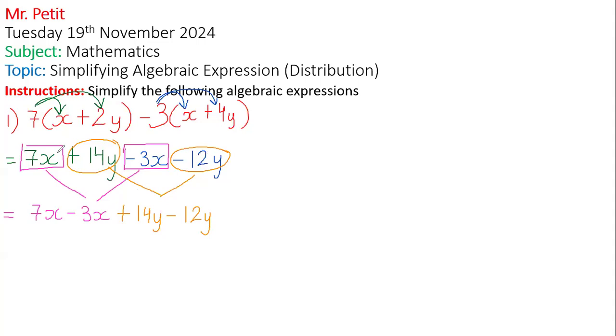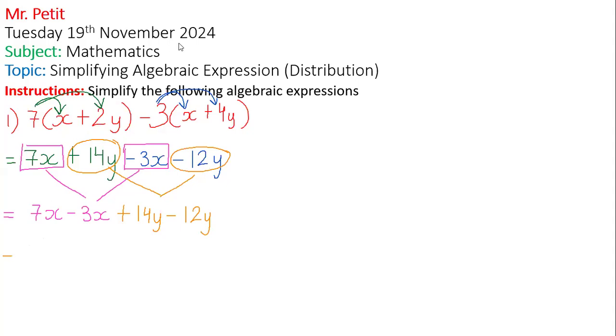What we're going to do is take the x's and group them together. So we have 7x and negative 3x. We group them together. And then this is positive 14y. So we take the positive 14y, and that's how we have the plus, Chrisia. So we have the positive 14y minus 12y. And so what is 7x minus 3x? 4x.